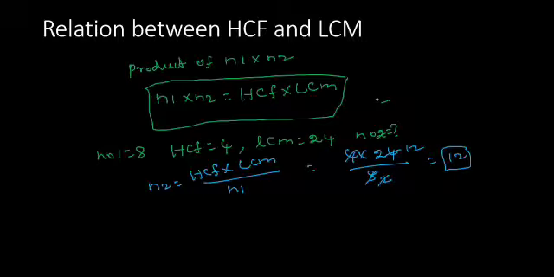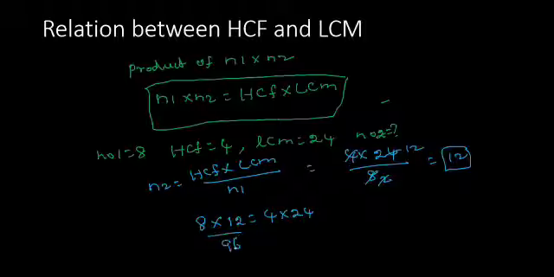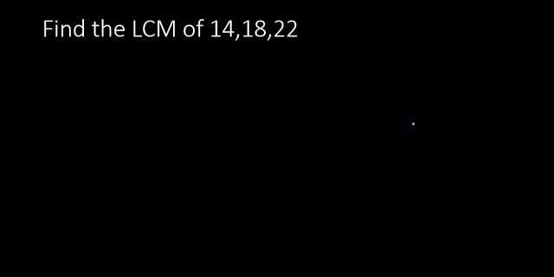Now, just cross verify whether the answer is right. Number 1 is 8 and number 2 is 12, and HCF is 4 and LCM is 24. 8 12s are 96 and 4 24s are 96. So both are equal. That is the relationship between HCF and LCM.